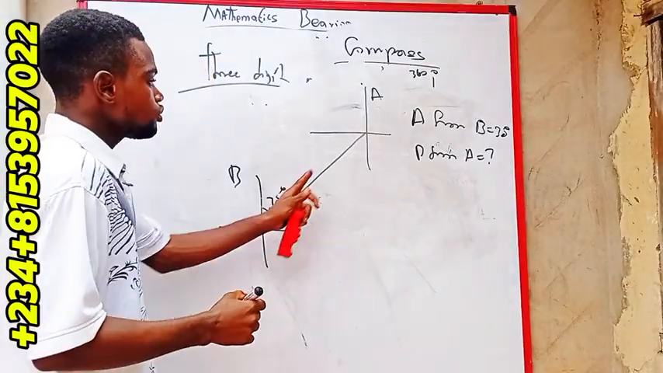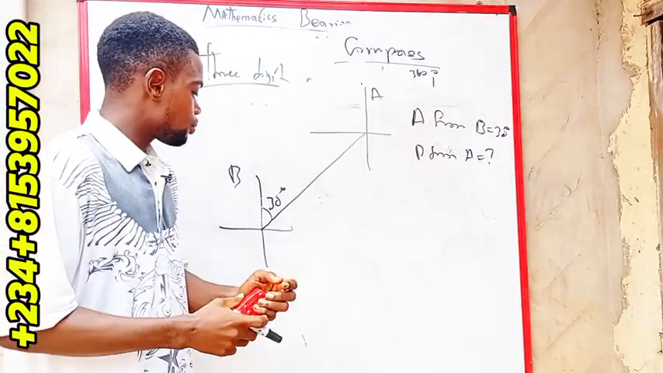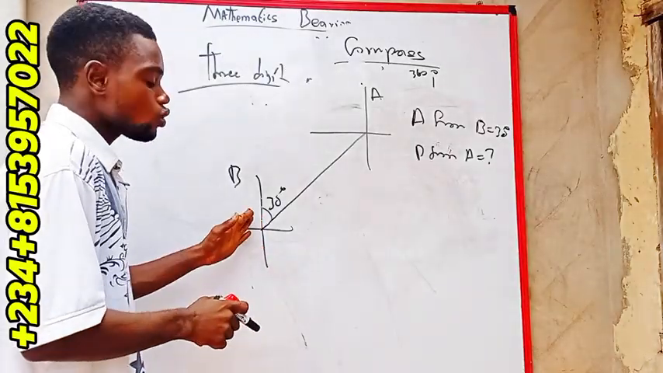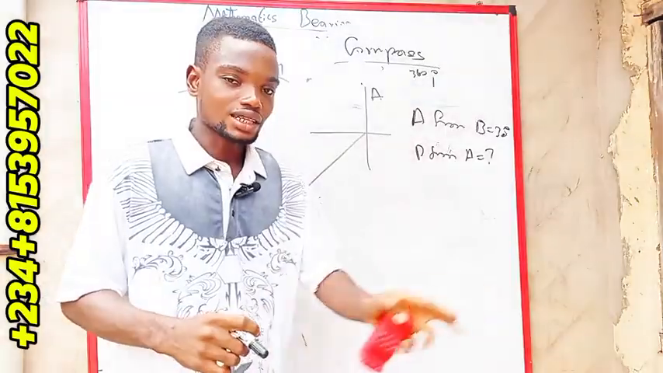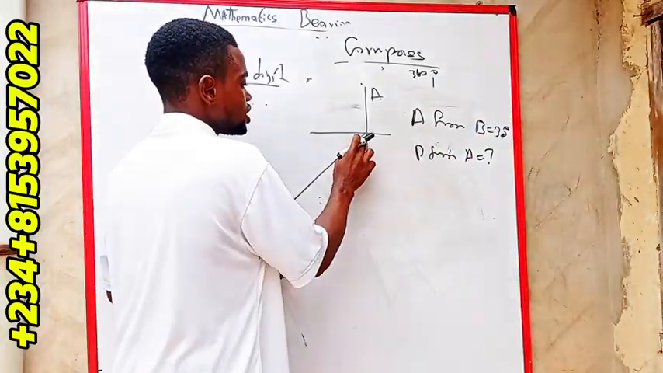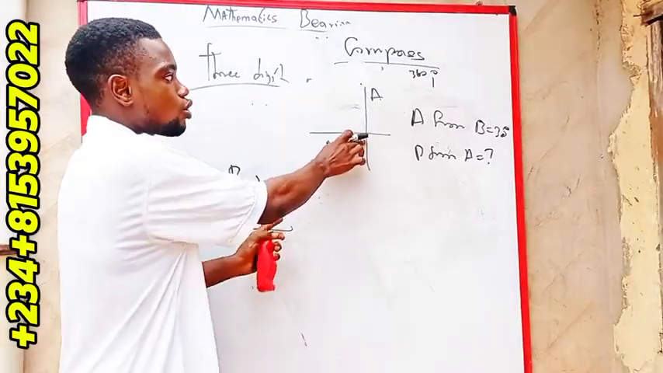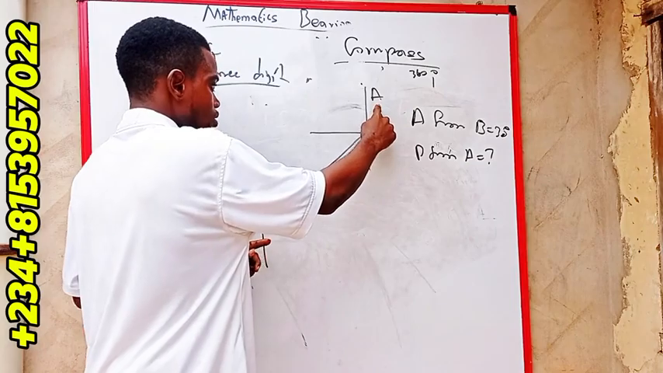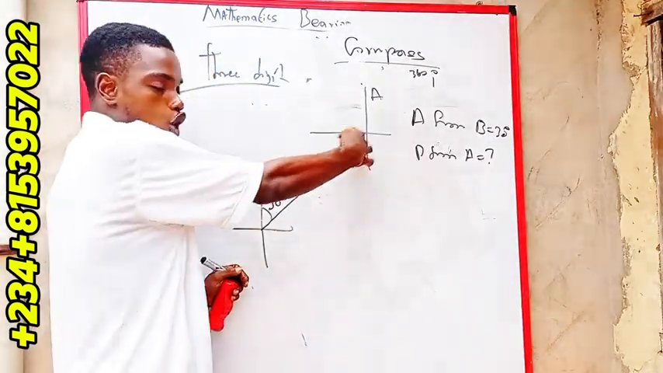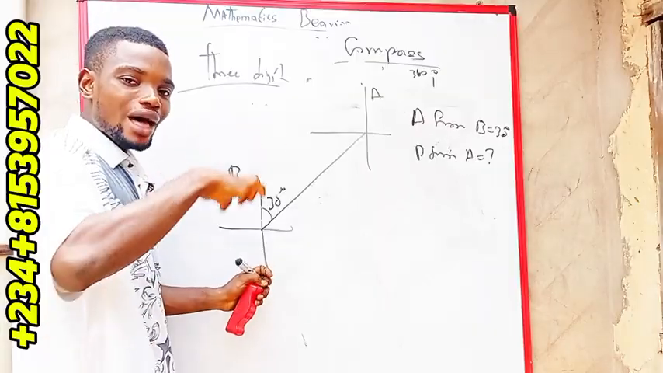Unknown. Now, B from A, you know that the starting point is B, so the person turned from B like this after moving straight. And when the person reaches here, the person now wants to come back. That's why we call it back bearing. If the person is moving from A back to B, it means that the person is coming back. That's called back bearing.